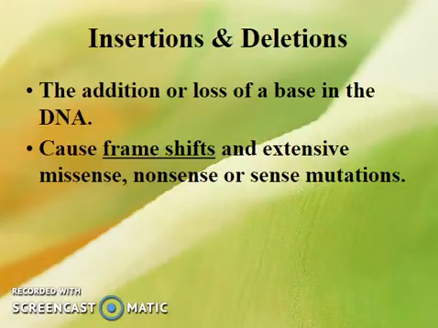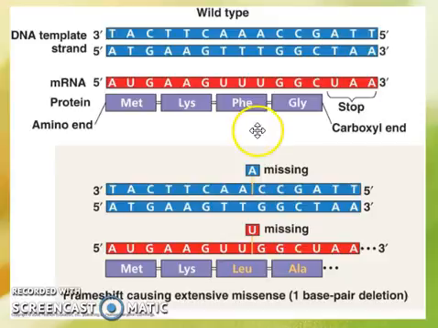Insertions and deletions are going to be inserting or deleting 1, 2, 3 bases. Sometimes it's more than that, but again, that's more of a chromosomal change. But what we see are these frameshift mutations. So we talked about that in class. Again, we're just changing where our spaces are in our words. That's kind of the best way that I can explain it.